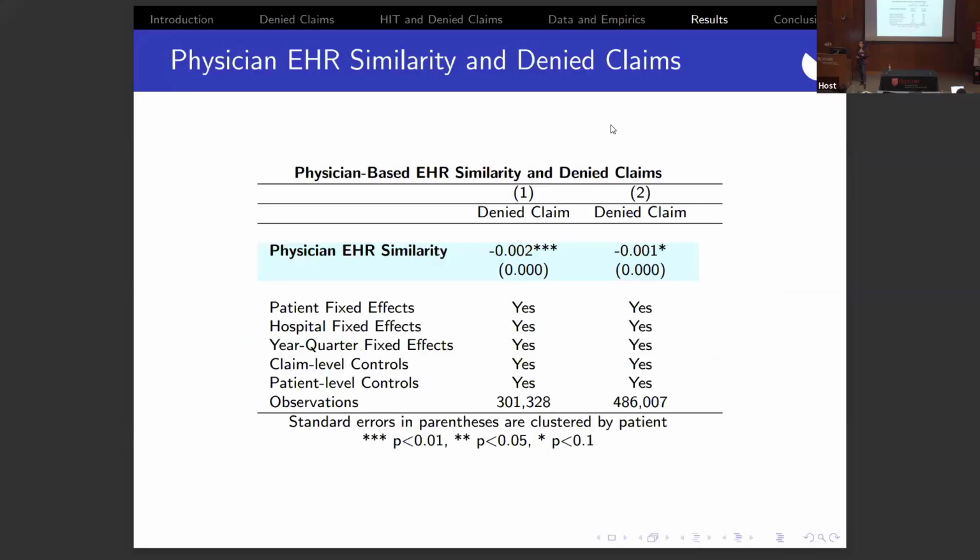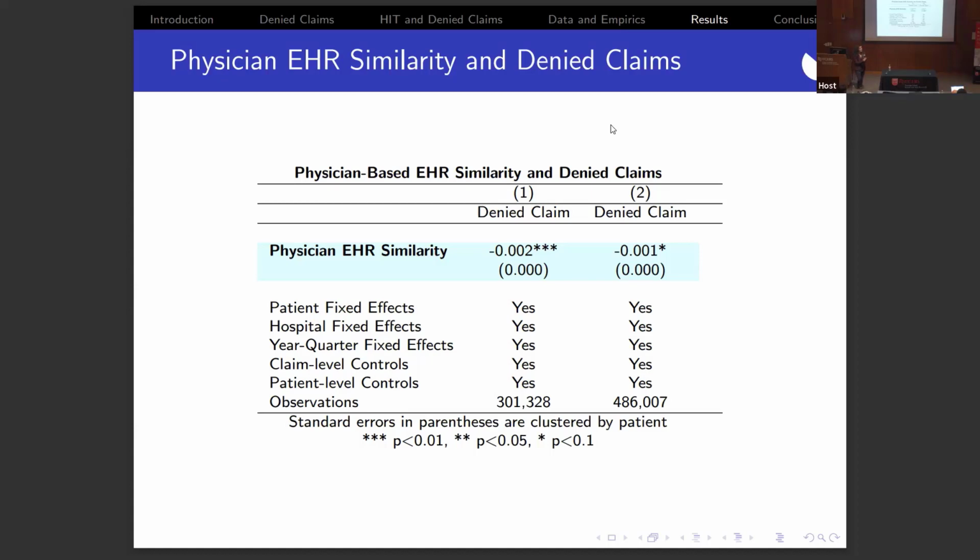And to show one of the mechanisms here, we use a subsample of physicians. And these are physicians who work in multiple hospitals at the same time. So the first column is the physicians that work in multiple hospitals in the same quarter. So basically, they are working in these two locations, and we are comparing their EHR similarity, regardless of whether they're in the same healthcare system or not. And we find that the higher similarity leads to a lower claim denial.